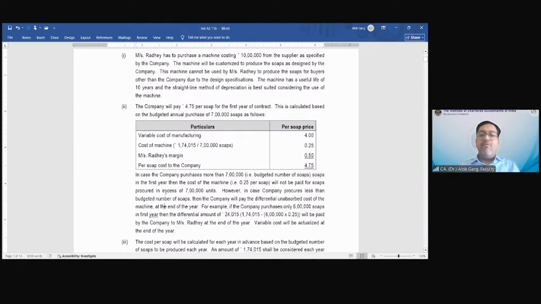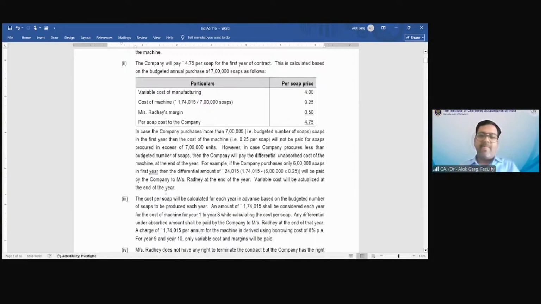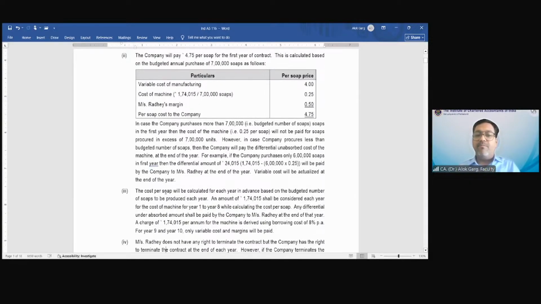Okay. Now point number 3. The cost per shop will be calculated for each year in advance, based on the budgeted number of shops to be produced each year. मतलब जो उसकी cost है, it has to be calculated yearly in advance, okay, based on the budgeted number of shops to be produced each year. An amount of 1,74,015 shall be considered each year for the cost of the machine for year 1 to 8. और ये जो 174 है, 1 to 8 की cost है, while calculating the cost per shop.